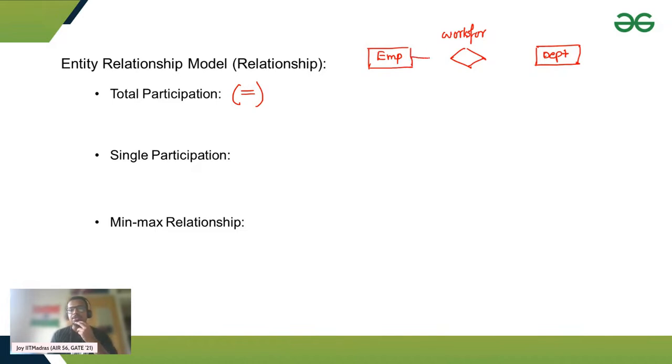So we can just connect it like this. Double dash means this employee relationship, or you can say employee entity, is participating totally.